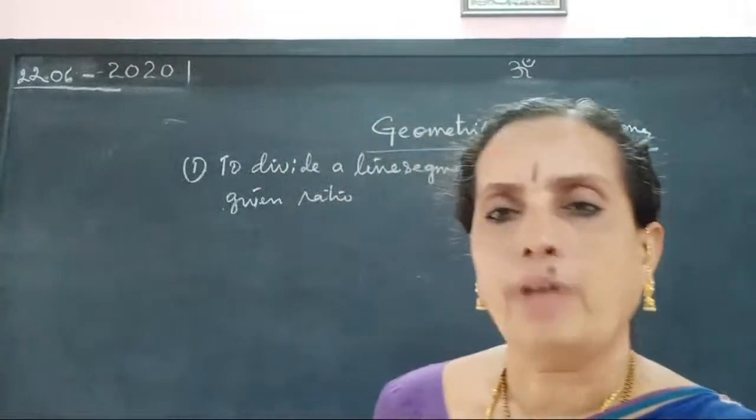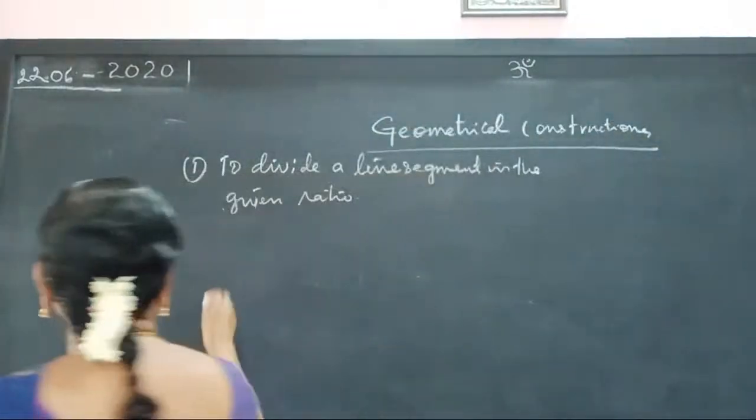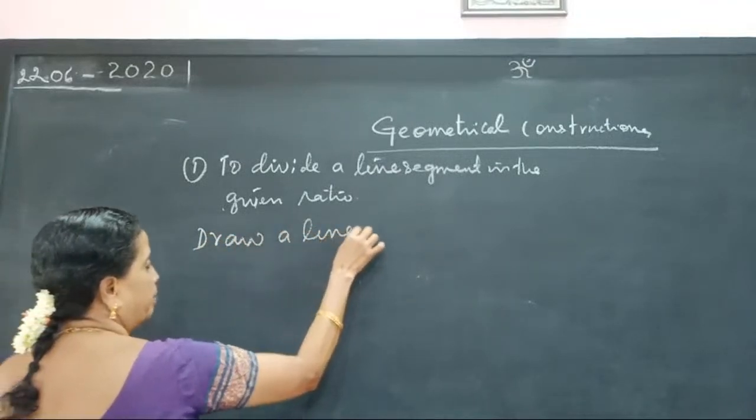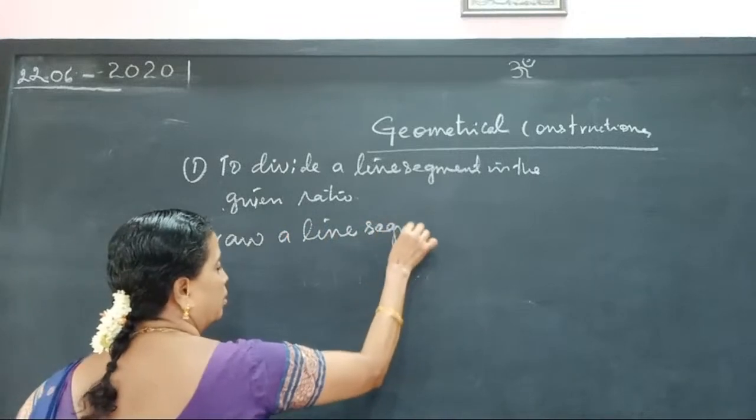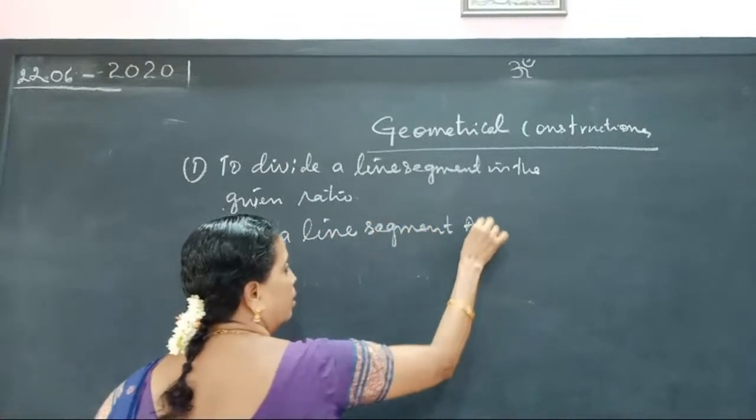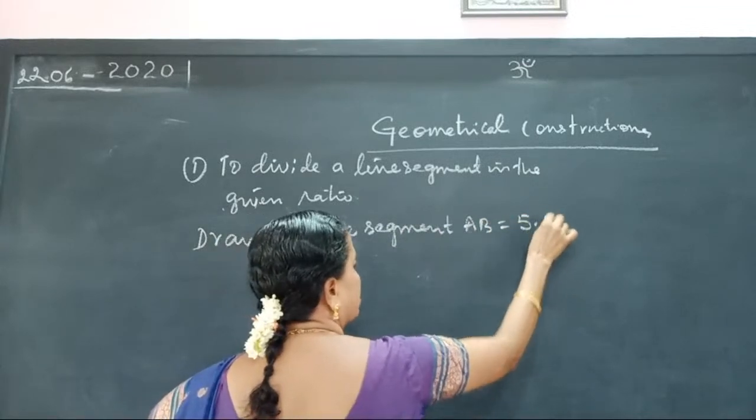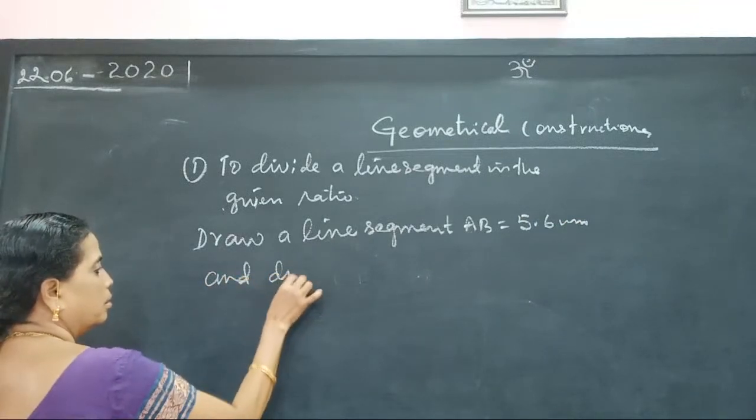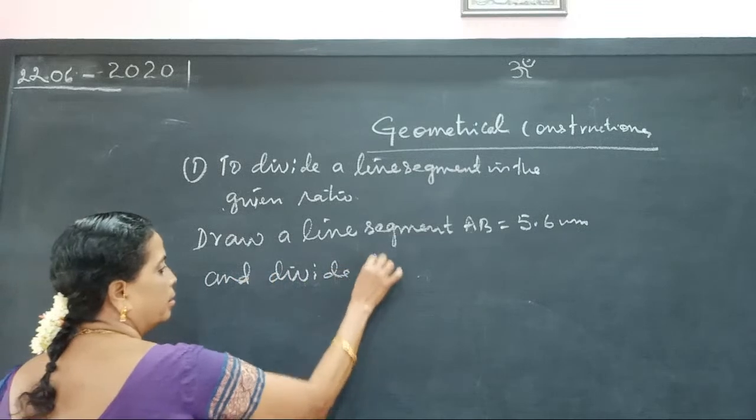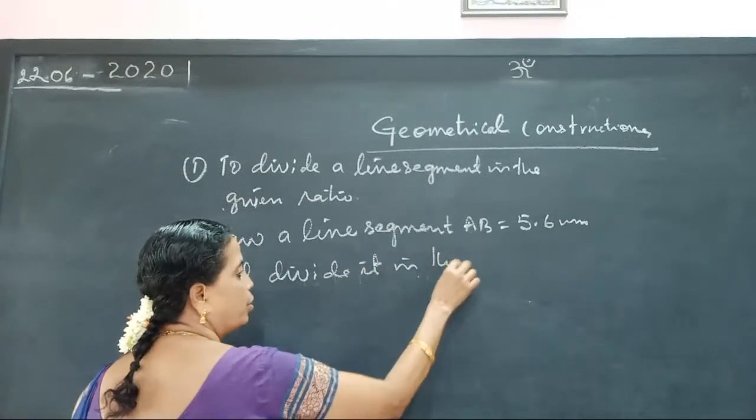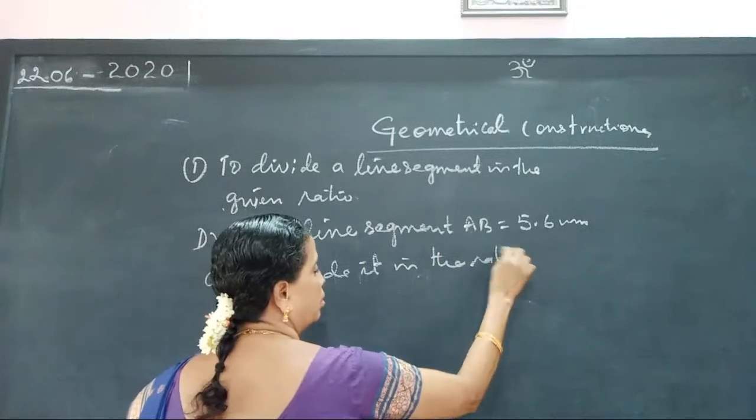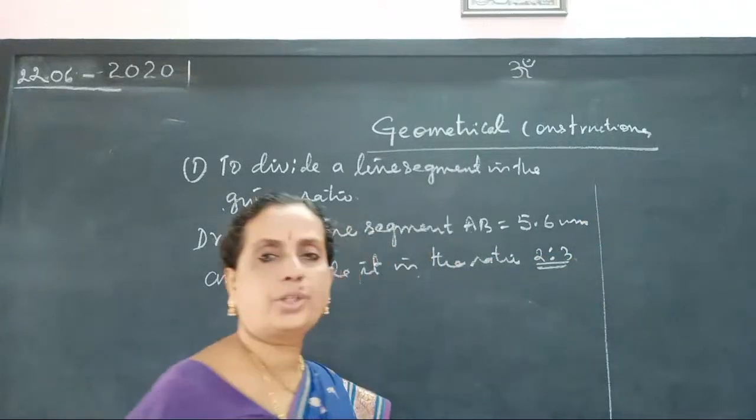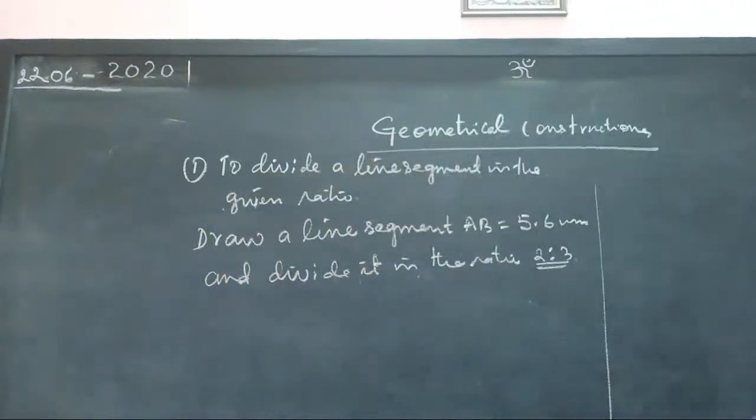First question, I will write the question here. Draw a line segment AB 5.6 centimeter and divide it in the ratio 2:3. The ratio is 2:3.